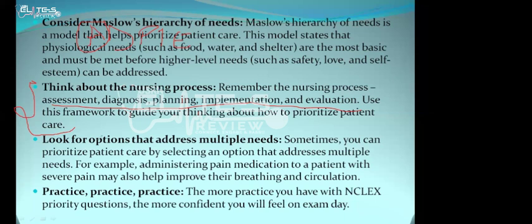Now let's look at the next one. Look for options that address multiple needs. Sometimes you can prioritize patient care by selecting an option that addresses multiple needs. For example, administering pain medication to a patient with severe pain may also help improve their breathing and circulation. I don't know if you understand this point well. Okay, so let me see whether I can also cite an example for this.